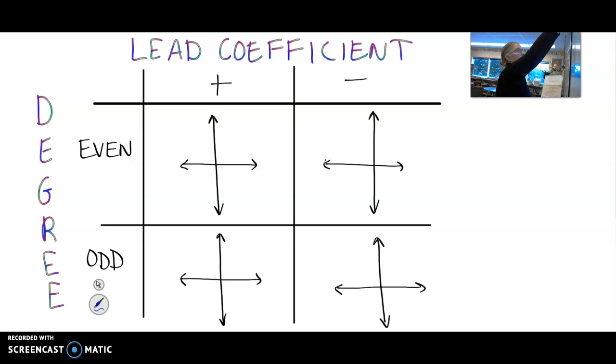So if you have a polynomial whose degree is even, so we're going to go across this row with an even degree, but with a positive lead coefficient, the ends of the graph are both going to go up towards positive infinity, as x gets bigger and bigger towards positive infinity, or when x gets smaller and smaller towards negative infinity. Both ends of the graph are going to head up to positive infinity.